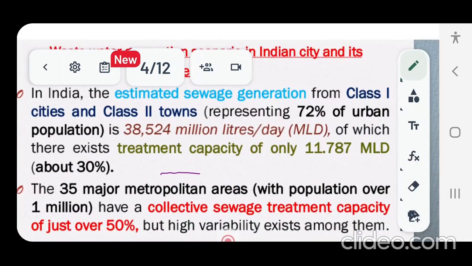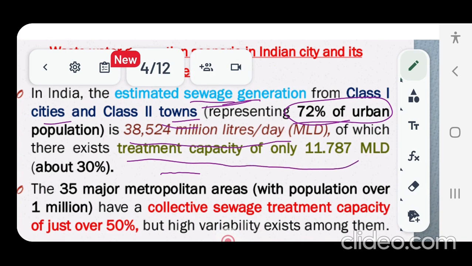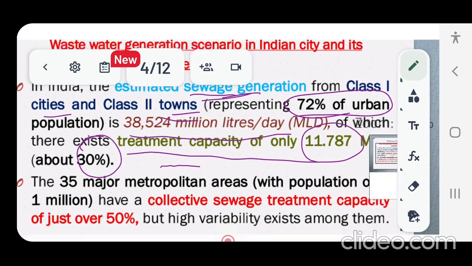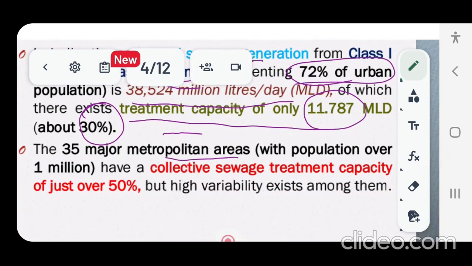In India, the towns and cities represent about 72% of the urban population, and the estimated sewage generation is about 38,524 million liters per day. But the treatment capacity exists only around 11,787 million liters per day, that is only 30%. And 35 major metropolitan areas, which usually have a population over 1 million, have a collective sewage treatment capacity of just over 50%.